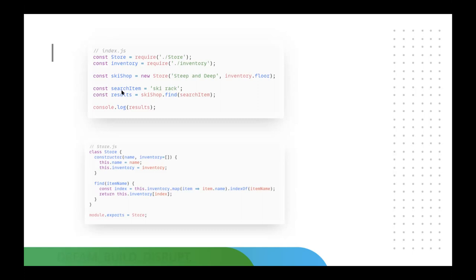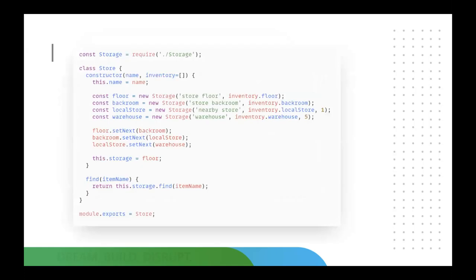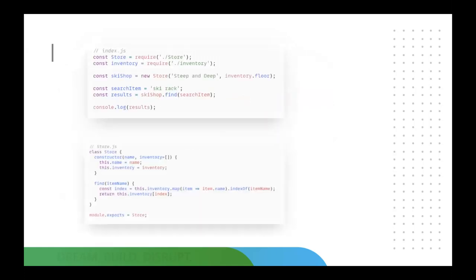Now the user tries to find a ski rack. This object has a find method where, based on the item, we can search and see if the floor has this item or not. As you can see, this item is ski rack, and if we look into our floor inventory, you'll see there's no ski rack on our floor. So this would return undefined. Moving on, how we can refactor this code is, we would need some sort of way so that the store can take an entire inventory.